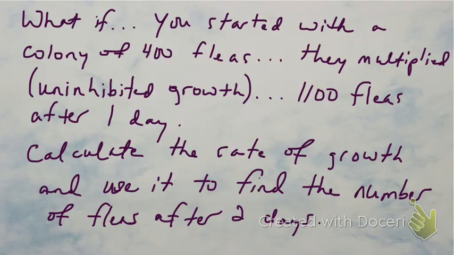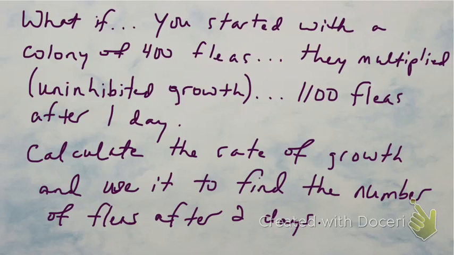Oh, here's a big question. Say you started with 400 fleas, you know how you are. They multiply, and they just don't stop multiplying, uninhibited growth. Suddenly, after one day, you have 1,100 fleas. You're really in a jam. Anyway, so I would like for us to calculate the rate of growth, and then we'll use that rate of growth to find how many fleas you have after 2 days.